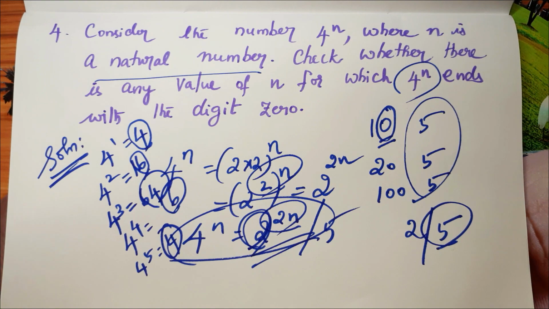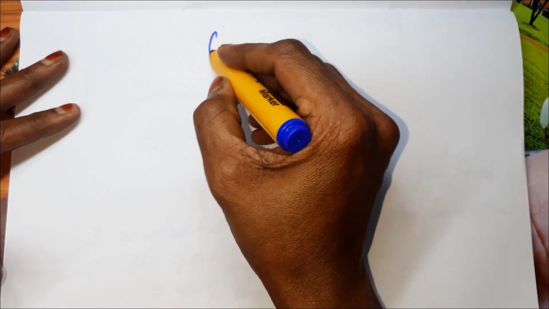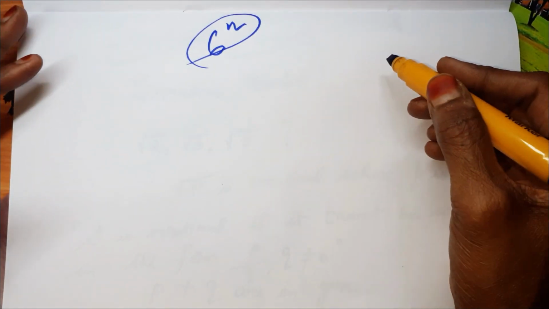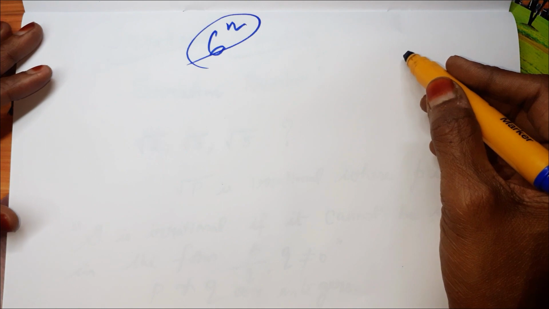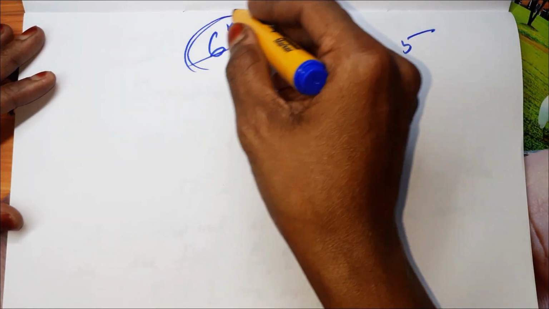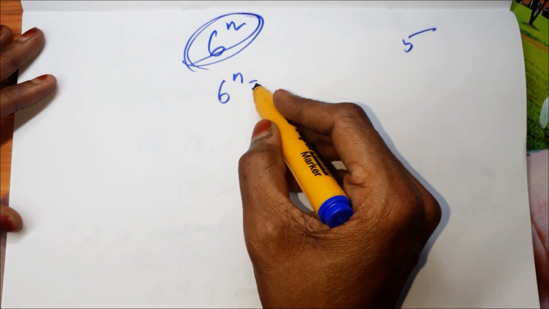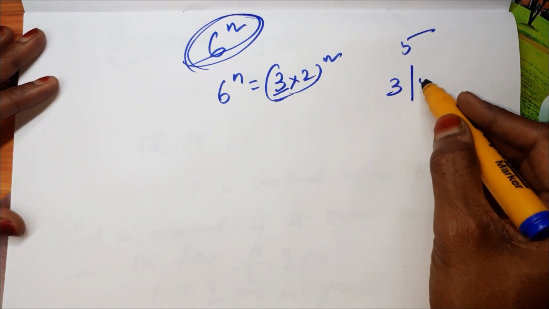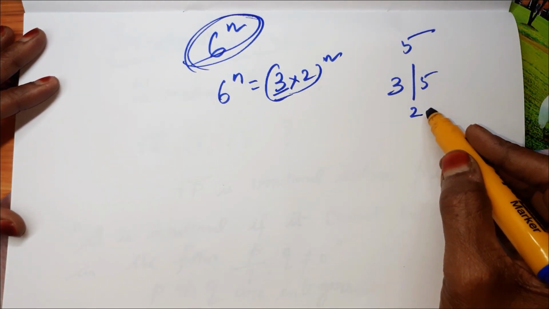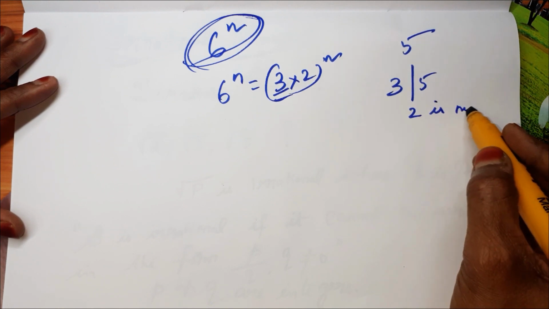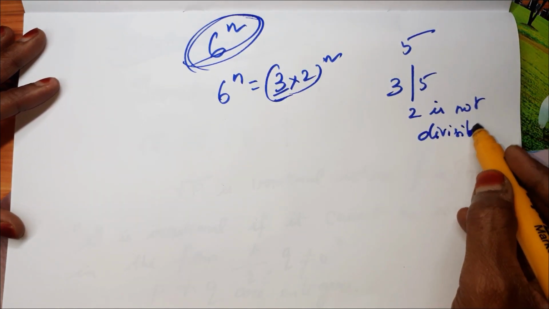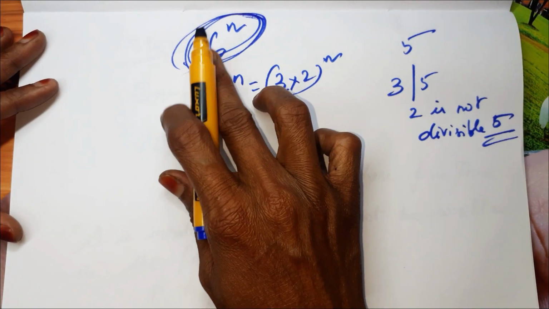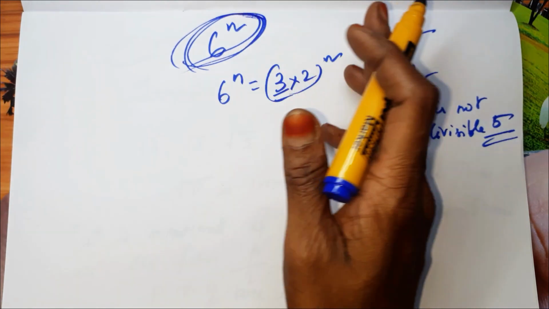Is it clear? For the same problem, if they are asking, find which value of n this 6 power n ends with 0. The same procedure: if a number ends with 0, it has to be divisible by 5. So first we have to factorize this 6. 6 power n is equal to 3 into 2 the whole power n. So 3 is not divisible by 5 and 2 is also not divisible by 5. Therefore, there is no natural number n for which 6 power n is divisible by 5, so it never ends with 0.